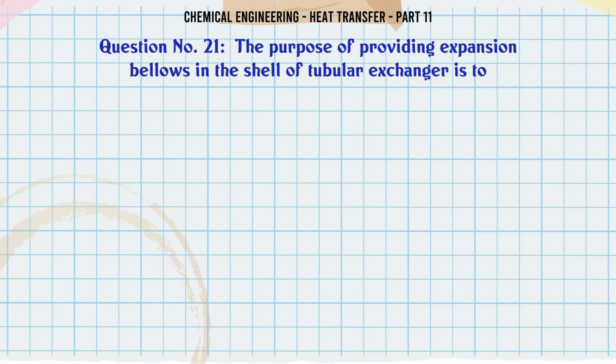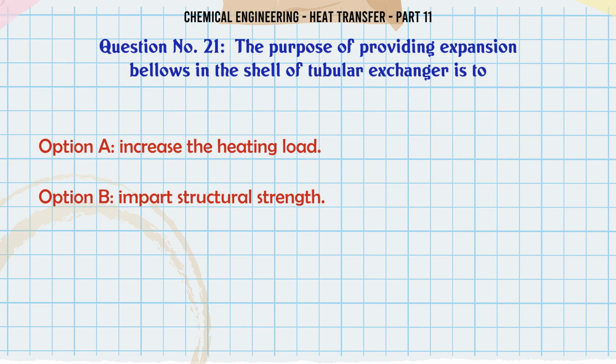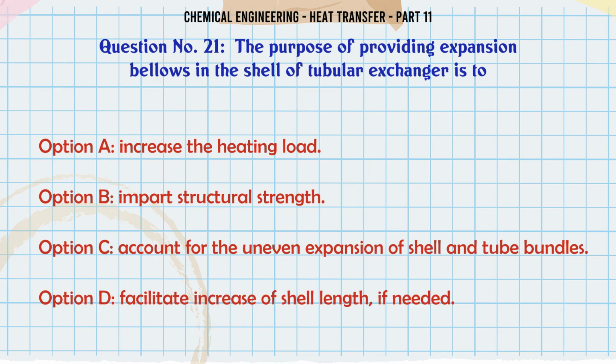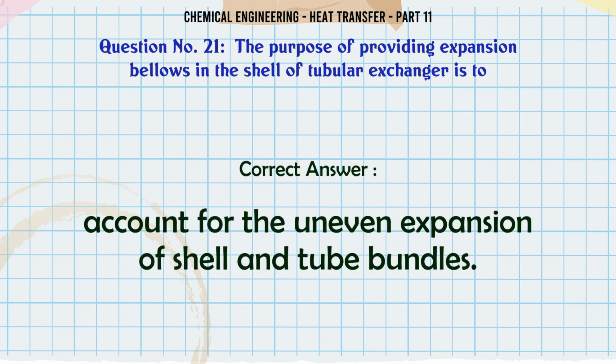The purpose of providing expansion bellows in the shell of a tubular exchanger is to A. Increase the heating load, B. Impart structural strength, C. Account for the uneven expansion of shell and tube bundles, D. Facilitate increase of shell length if needed. The correct answer is account for the uneven expansion of shell and tube bundles.